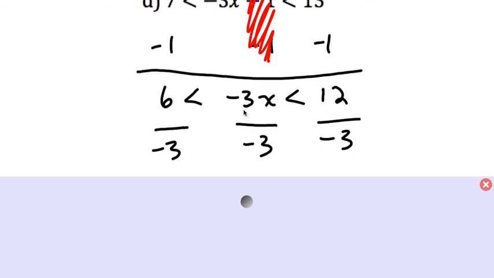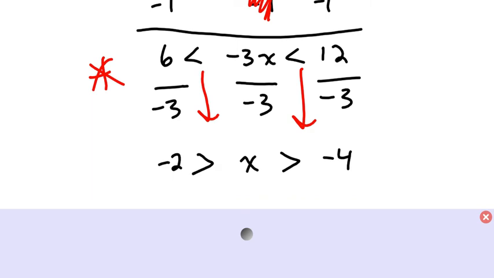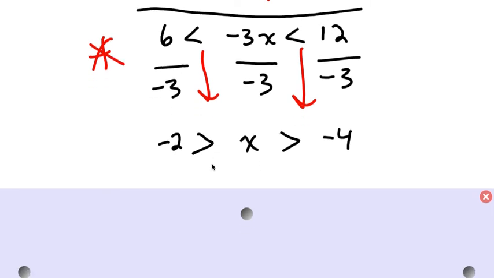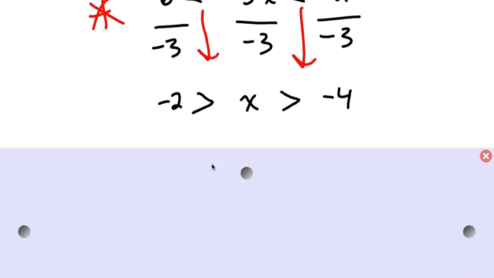But what did we just notice? We just divided by a negative, so I'm going to make a little note to myself. These are going to flip. So 6 divided by negative 3 is negative 2. Flip the inequality. It is greater than. x is greater than 12 divided by negative 3, which is negative 4. And you can leave it like that.